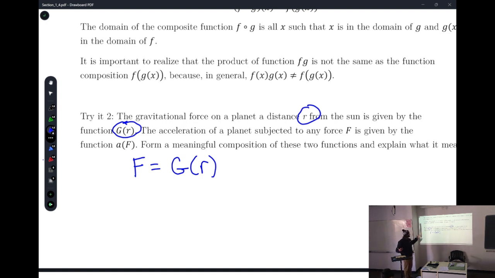I think r is radius. It doesn't say it on here. It says distance from the sun, but r is standing for radius because, you know, you're on your orbit. You're always an r away. So it's saying there's a force that's based on your distance. You input a distance, you input a radius, you output a force.